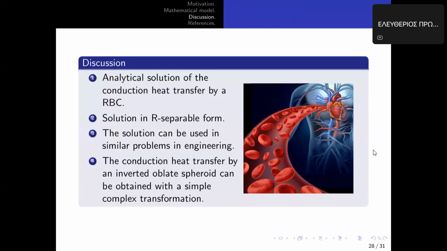Let's conclude our remarks. We have obtained an analytical solution for the conduction heat transfer by a red blood cell. The solution is obtained in a separable form. It can be used in similar problems in engineering when the embedded particle can be modeled as an inverted prolate spheroid. And the conduction heat transfer by an inverted oblate spheroid can be obtained by a simple complex transformation.